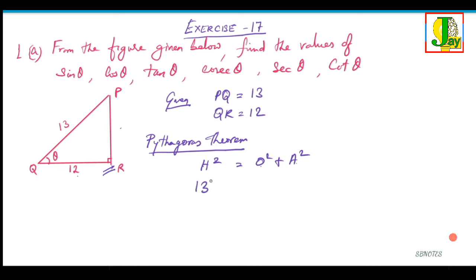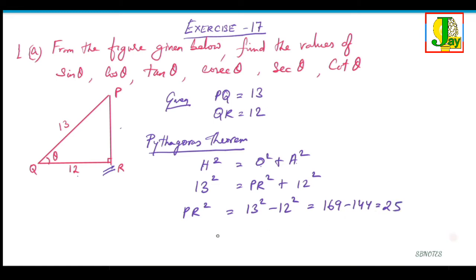So that's 13 square, opposite is PR, and adjacent we have 12. So PR square equals to 13 square minus 12 square. That's 169 minus 144, 25. And this is PR square, so that's 5 square. That means PR is 5. Once we have the third side, now you can easily find all the relations.